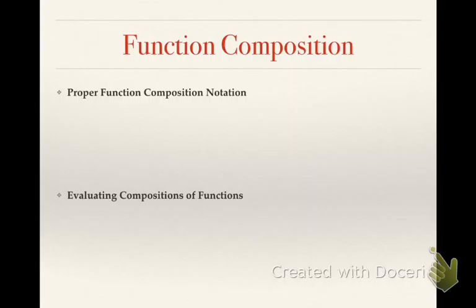Function composition. Now, proper function notation, there are two ways you can notate them. One is using what's called fog notation, and the other one is the typical function notation. So here is how it's typically done. f of g of x. What you're doing is you're evaluating a function at another function. Okay.